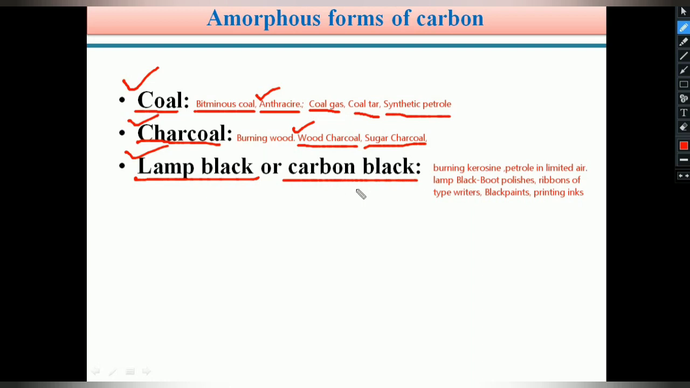The next amorphous form of carbon is lamp black or carbon black. Students, this lamp black or carbon black is obtained by burning kerosene, petrol, turpentine oil or acetylene in a limited supply of air, in a low amount of air. During this process, a large amount of sooty smoke is released. This is passed through chambers which are attached with wet blankets.